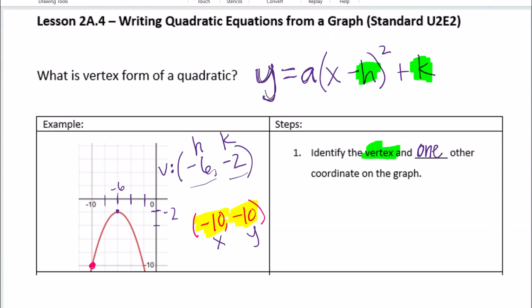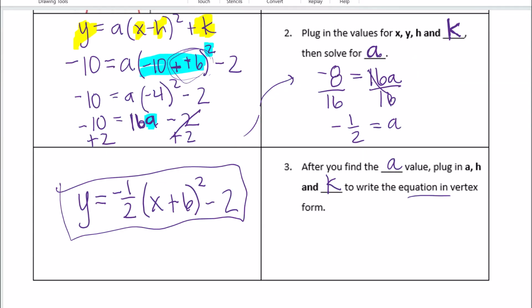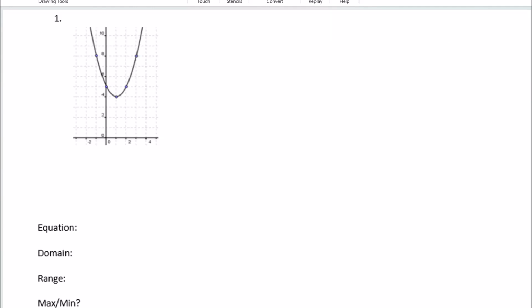So we found the vertex and one other point. We plugged it all in step 2 to solve for a. Then once we have a, we can write our equation. So let's jump to the next example here.